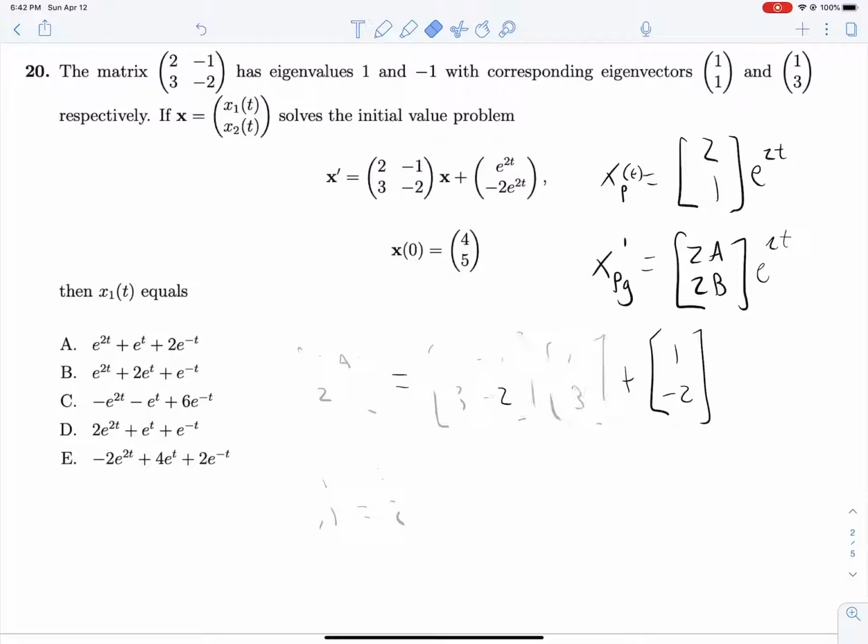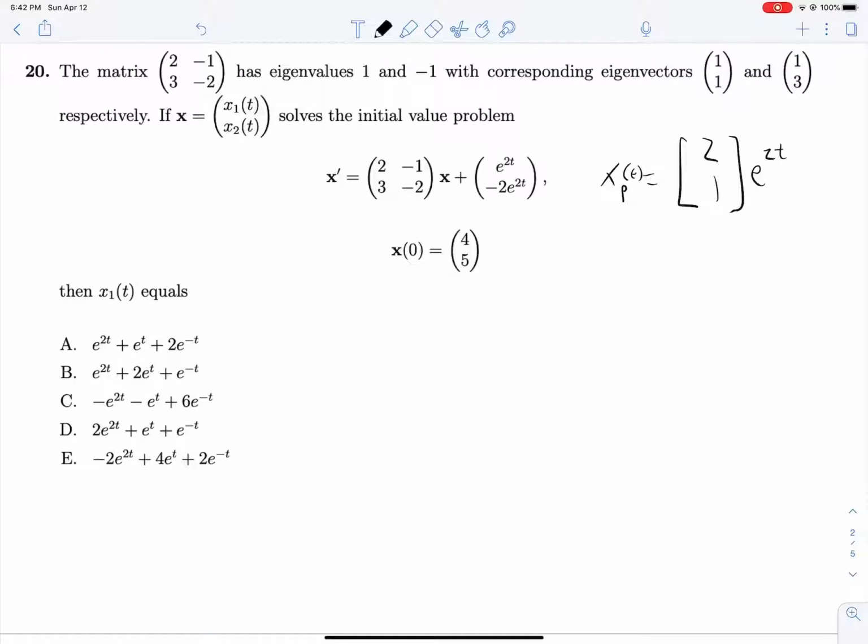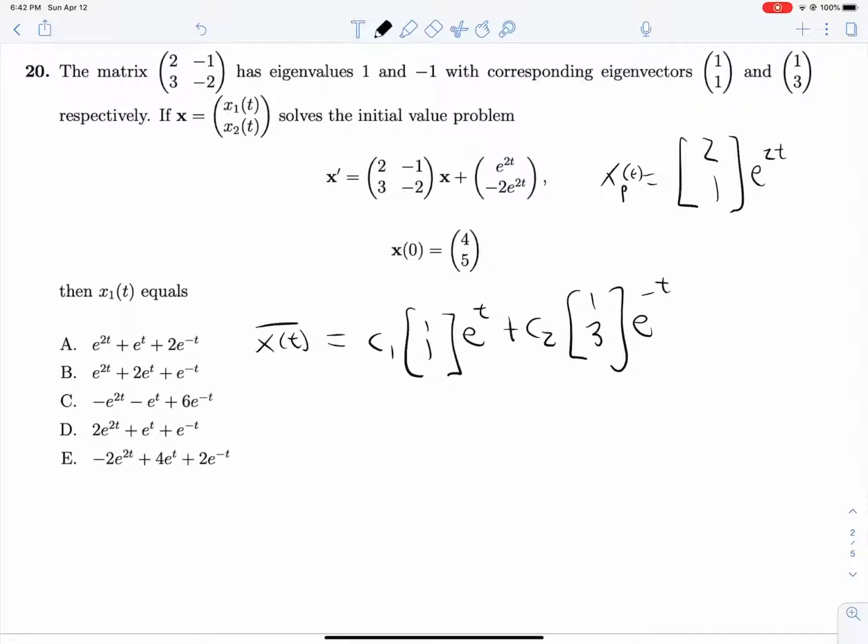So we can get rid of all of this and go and solve for our c1 and c2 with our initial conditions, because our x of t right now is in the form c1 v1 e to the lambda 1 t, plus c2 v2 e to the lambda 2 t, plus our x particular. So that is (2, 1) e to the 2t.